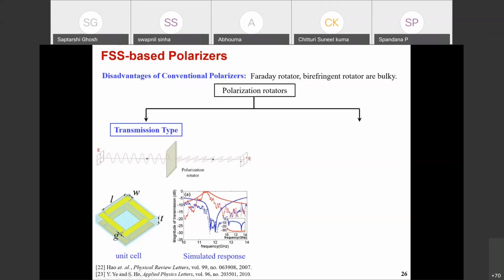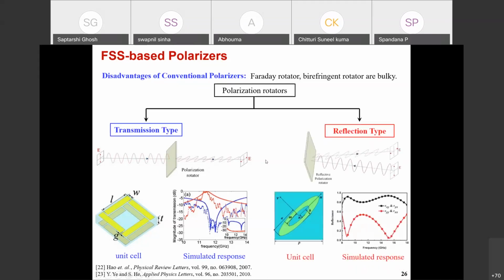There, you can see that at around 11 to 11.5 gigahertz, its cross-polarization response is very high, close to 0 dB. That means whatever incident wave is coming, everything is being transmitted to the opposite polarization direction, whereas its co-polarization response will be very small. So this is almost a transmission type polarizer.